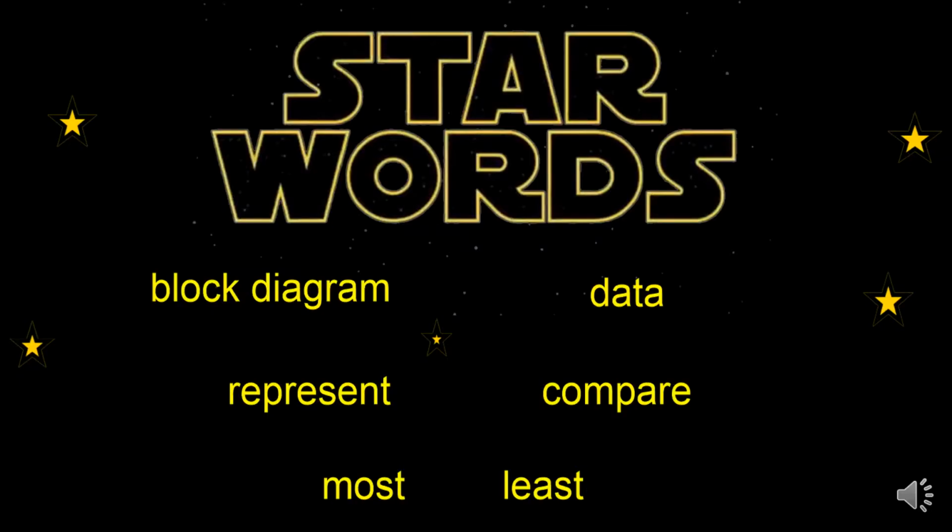Our first star word is block diagram, and we're going to explore this a little bit later on. We've also got the star word data because all week we've been learning about data as part of our new topic, which is statistics. And data is information that we can collect or gather to help us. We also have the word represent because this week we've been learning about how to represent data. Yesterday we were thinking about pictograms to represent data. We have the words compare, most, and least because today our block diagram will help us to compare and find out which has the most and which has the least.